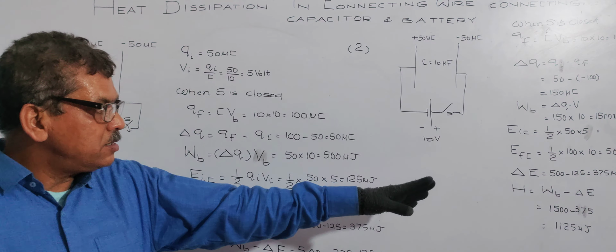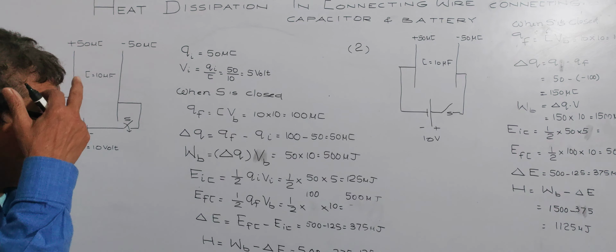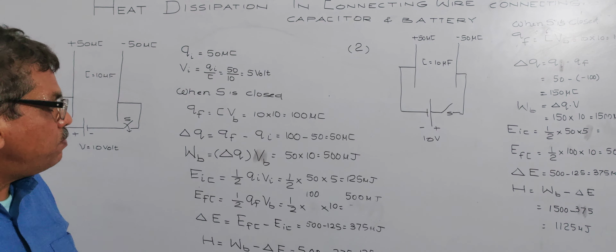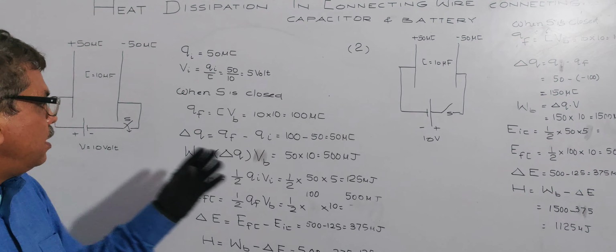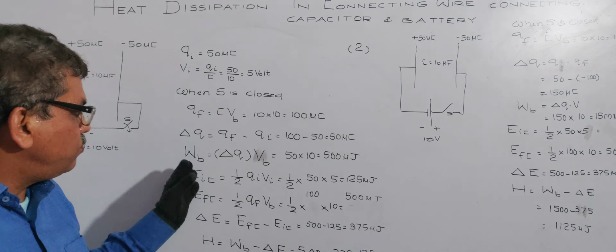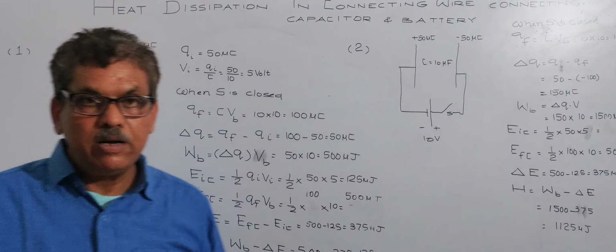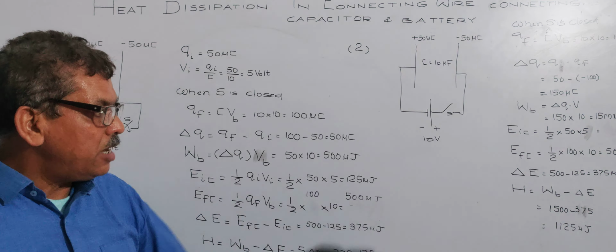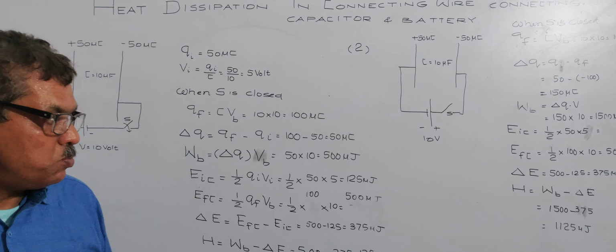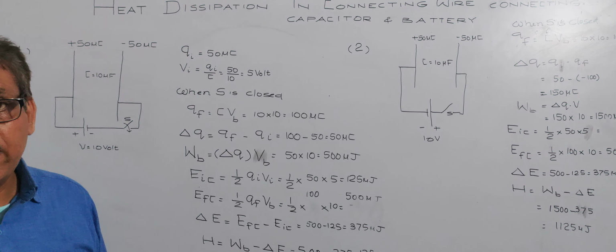That is why, in this case, the charge supplied was only, I think, 50 microcoulomb. So more work is done by the battery in the second case than in the first case. In the first case it was only 500 microjoule, and in the second case the energy supplied was 1500 microjoule. So that is why the heat energy developed there is more, 1125 microjoule.